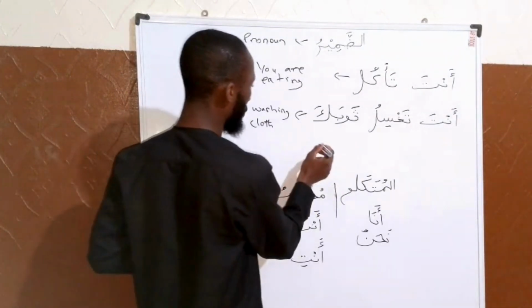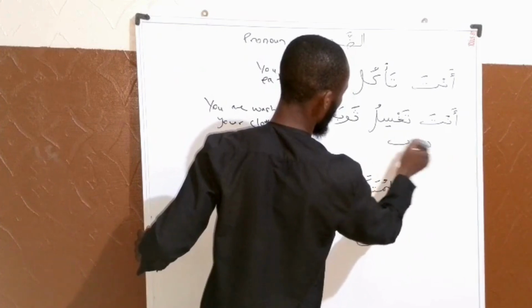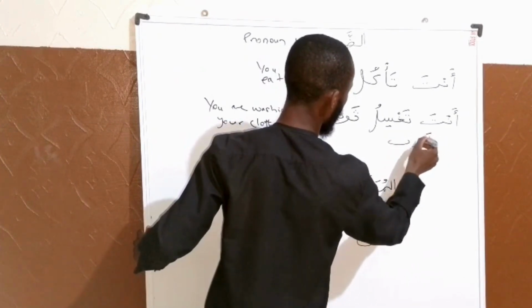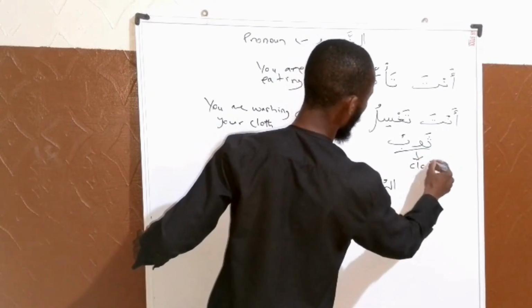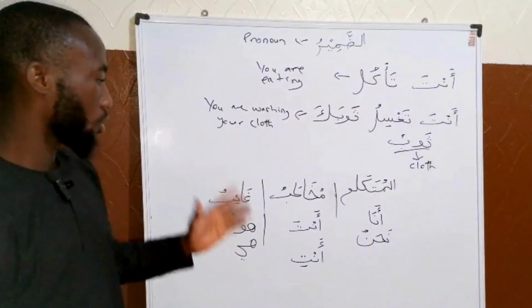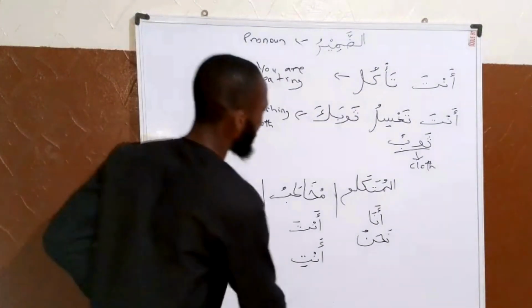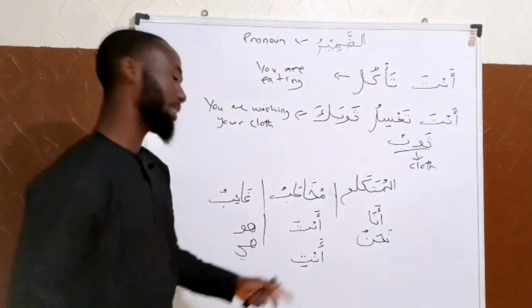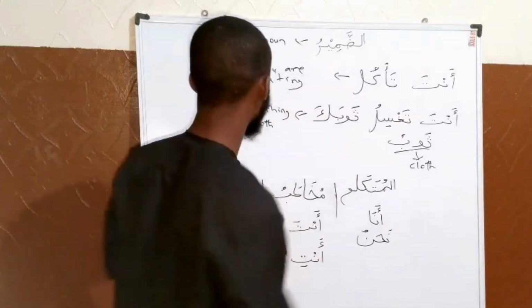Thawbu, that's the Arabic of clothes. Thawb means clothes. Now, the second one, which is anti. Let's use anti to form another phrase.